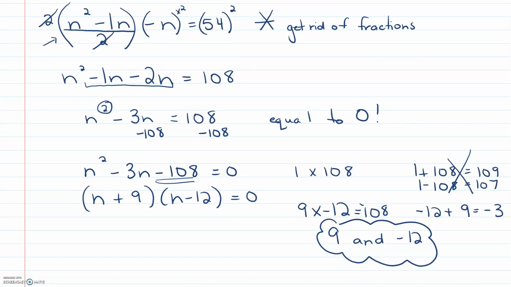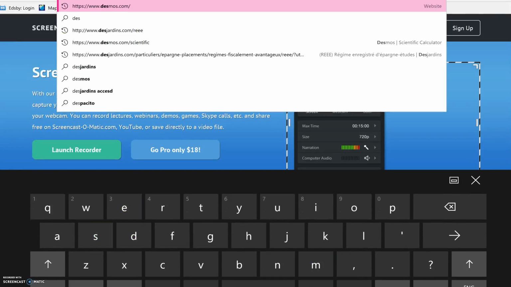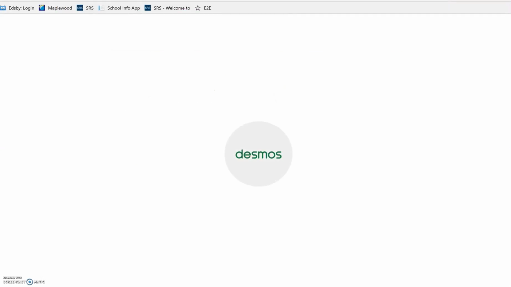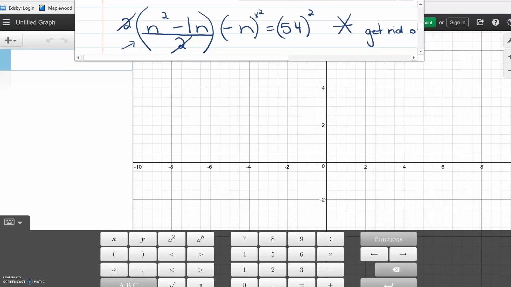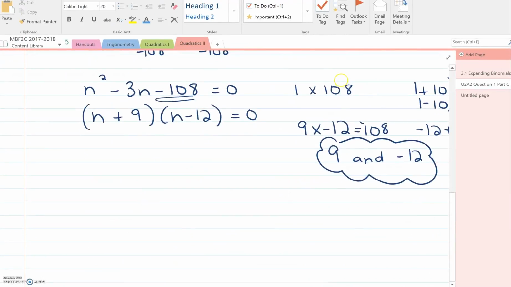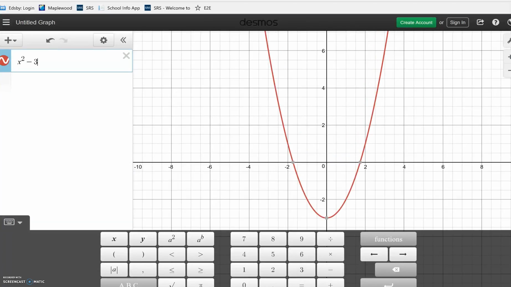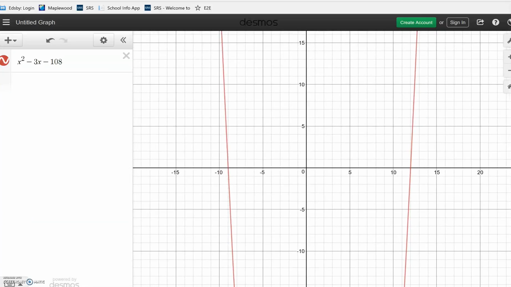Now, I know this takes a while, and if you have a hard time with this, you can basically just go to Desmos. So if you type in desmos.com, start graphing. If you type in that equation using x's, so the equation is n squared minus 3n minus 108, so x squared minus 3x minus 108. And you'll see that if I squeeze in a little bit, there will be two dots showing up, one of which is 12 and one of which is -9.